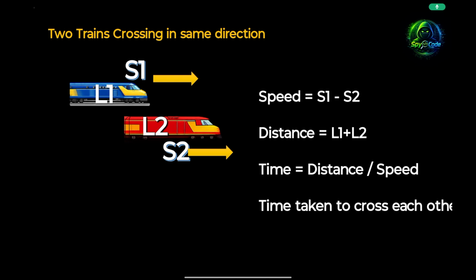Similarly to the last one, where two trains were crossing in opposite directions, what happens when two trains are in the same direction? You can see that both trains are traveling in the same direction. The length of train 1 is L1, the length of train 2 is L2, and the speeds are S1 and S2 respectively. When two trains are crossing in the same direction, speed will be taken as S1 minus S2, and distance is L1 plus L2. If they ask to find the time to cross each other, we simply use the time formula, where distance is both trains' lengths, L1 plus L2, and speed will be S1 minus S2.